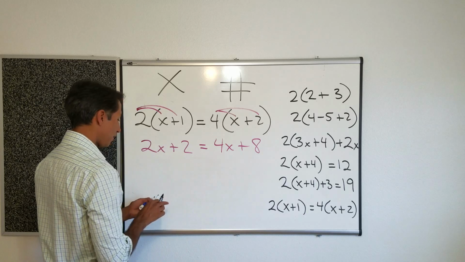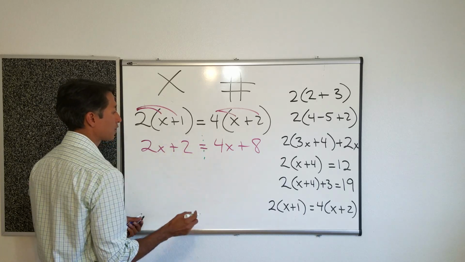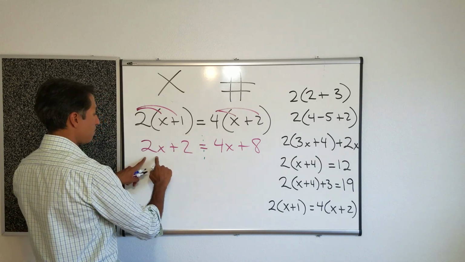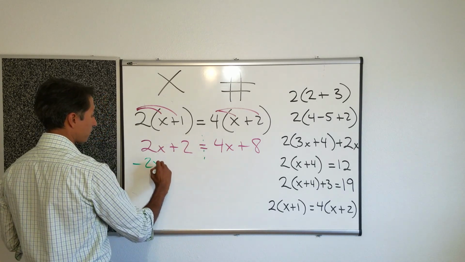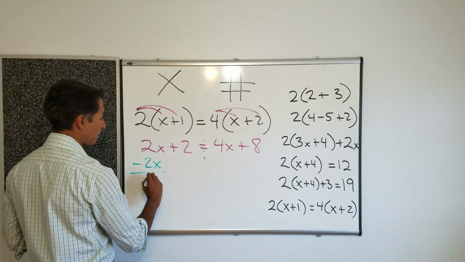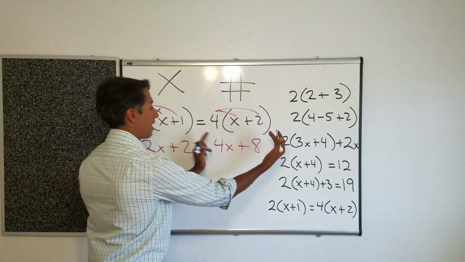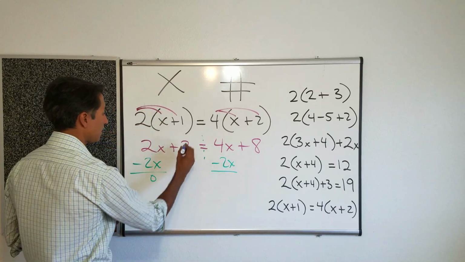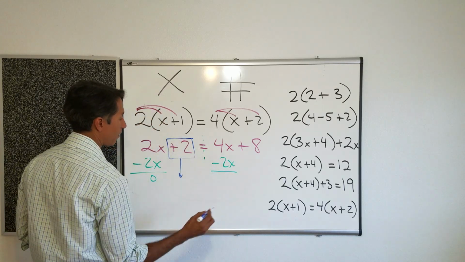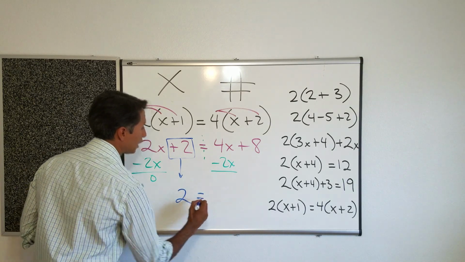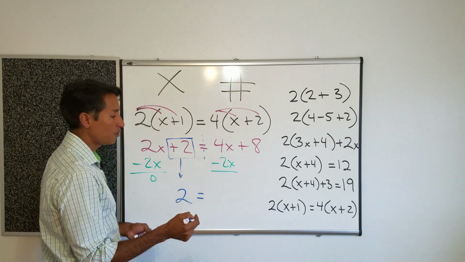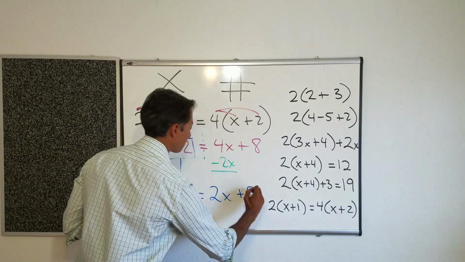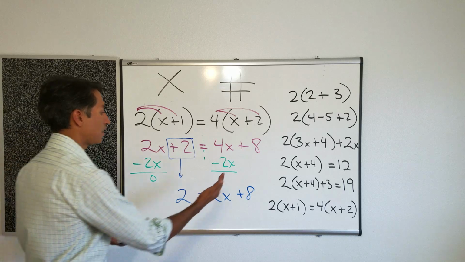I need to isolate the variables from the numbers. I need to combine like terms. So this is my barrier. I'm going to move these over and I'm going to subtract 2x from this side. What I do to this side, I've got to do to this side. This just moves down. So I have 2 equals 4x minus 2x is 2x, and I have a plus 8.